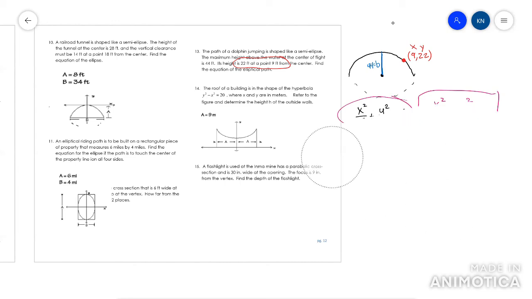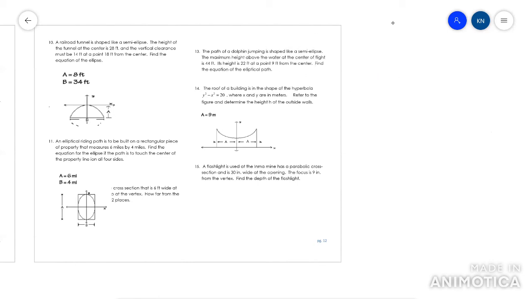Okay, 2 more. We're almost there. Number 14. There's this roof with the shape of a hyperbola, y squared minus x squared equals 20. And so they give you the equation. That's nice. And they tell you that this distance right here is 9. And they want to know this blue height. So you need to think of it as a coordinate. This is an x, y coordinate at 9, comma, y. So we need to solve for that y.